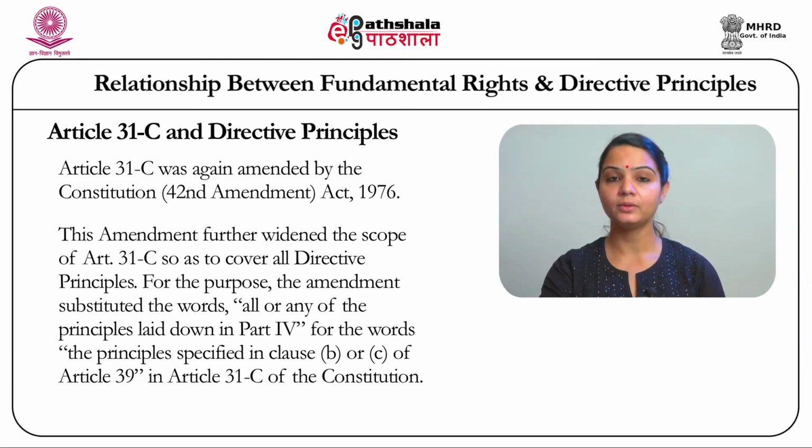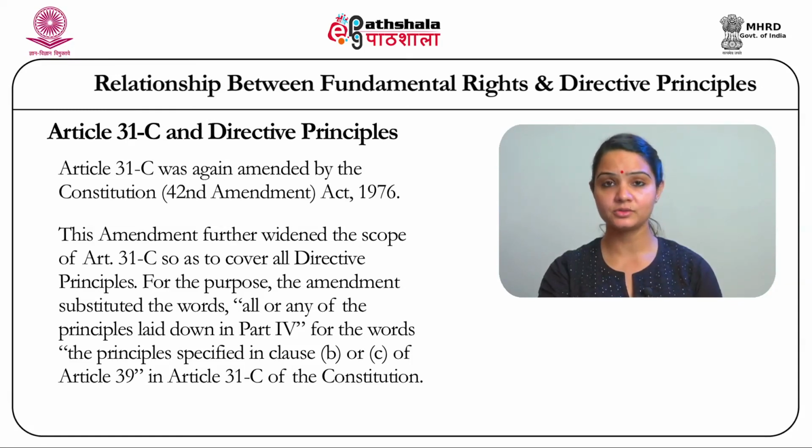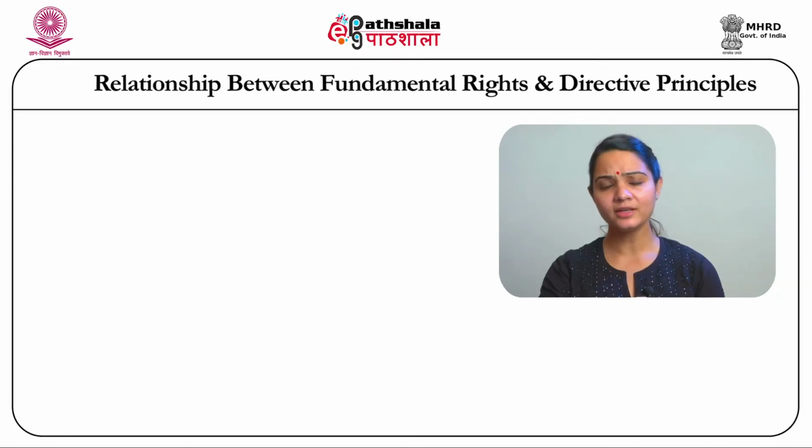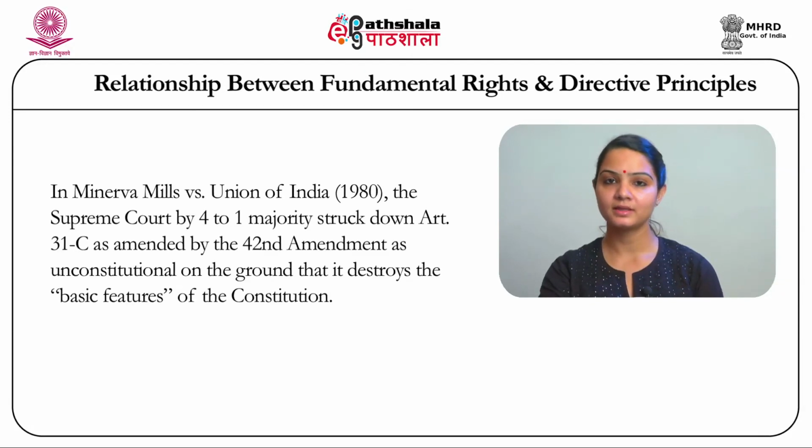Therefore, now the 42nd Amendment Act gave primacy to all the directive principles over the fundamental rights enshrined in Articles 14, 19 and 31. Now, this had to be called in question somewhere. So, in Minerva Mills versus Union of India, the Supreme Court by a 4-1 majority struck down Article 31C as amended by the 42nd Amendment Act as unconstitutional.